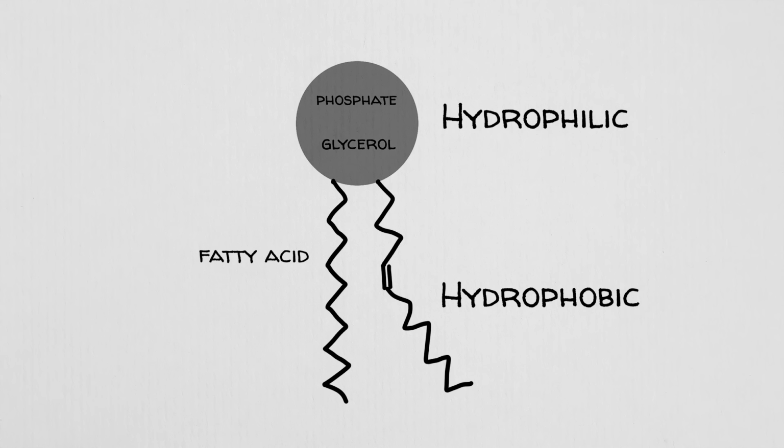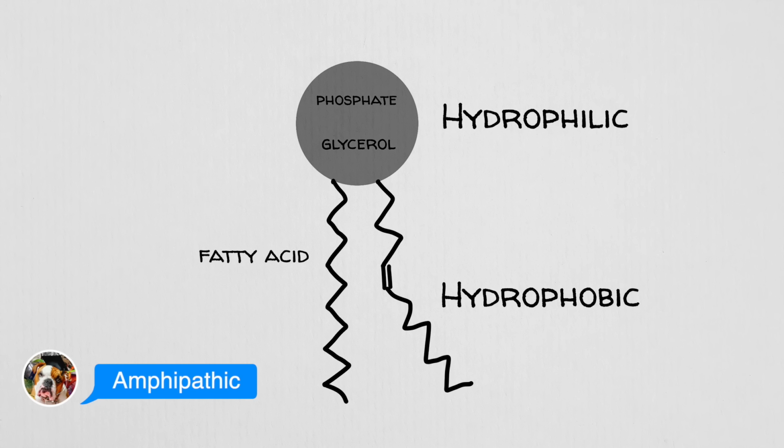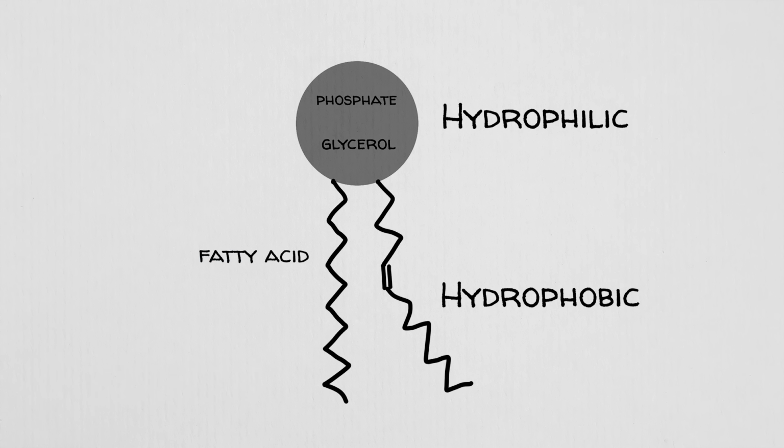Perhaps the most common lipid, or common to AP Bio at least, is the phospholipid. Phospholipids are amphipathic with 2 hydrophobic fatty acid tails and a hydrophilic head. The hydrophilic head has a glycerol, a modified phosphate group, and often a choline group.